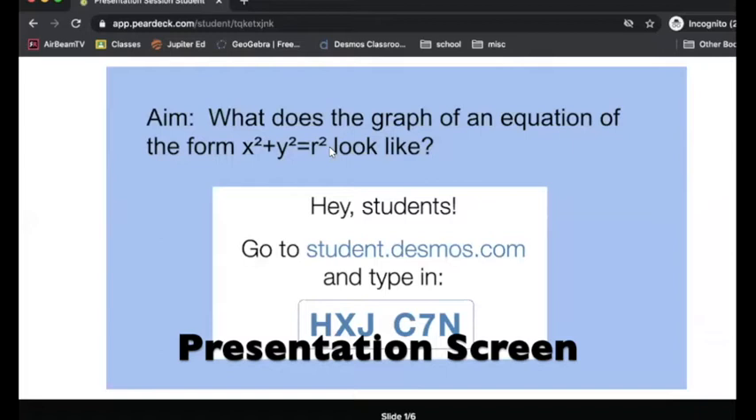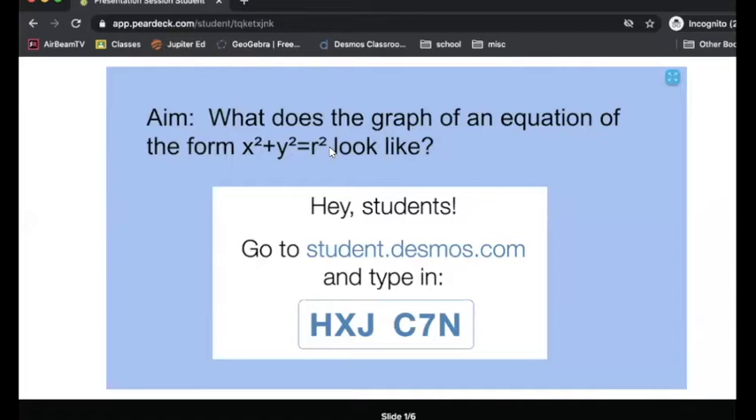The aim for today is: what does the graph of an equation of the form x squared plus y squared equals r squared look like? And for this, I would like you to go over to student.desmos.com and type in this code.